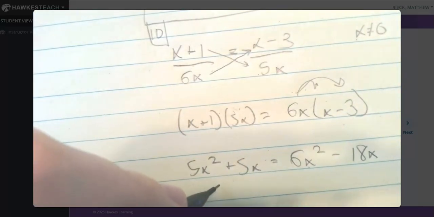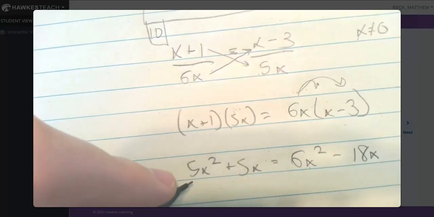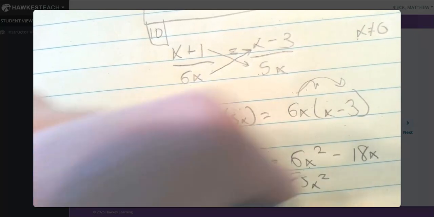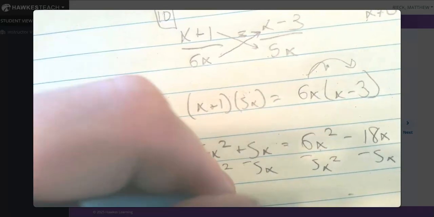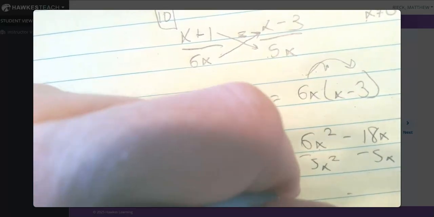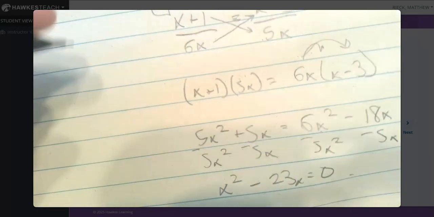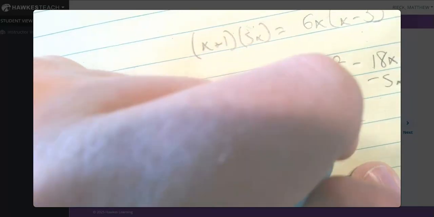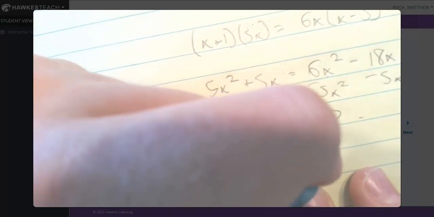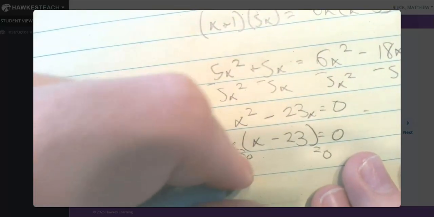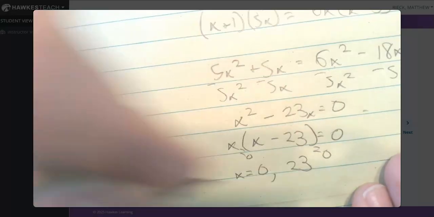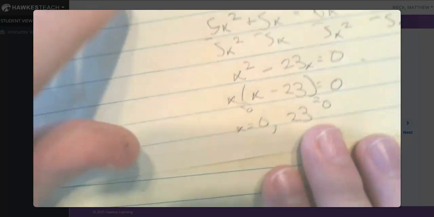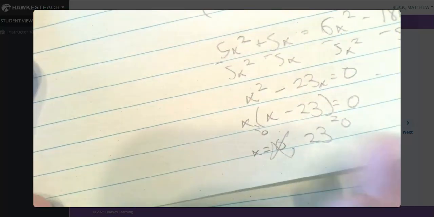And then we can get this in standard form. We can subtract 5x squared from each side, and subtract 5x from each side. So we have x squared minus 23x equals 0. And then we can just factor this. So we have x times x minus 23 equals 0. Again, we just set each factor equal to 0. So we end up with x equals 0 and x equals positive 23. But we said earlier on that we can't divide by 0, so x cannot equal 0. So we just ignore that answer, and we just keep the 23.